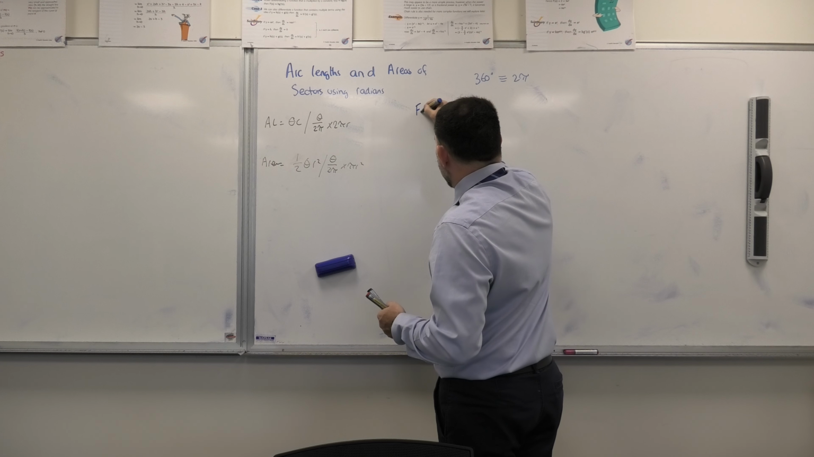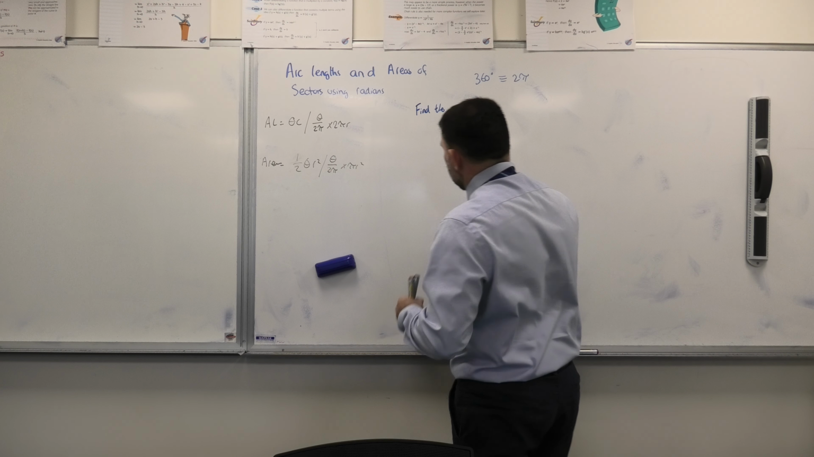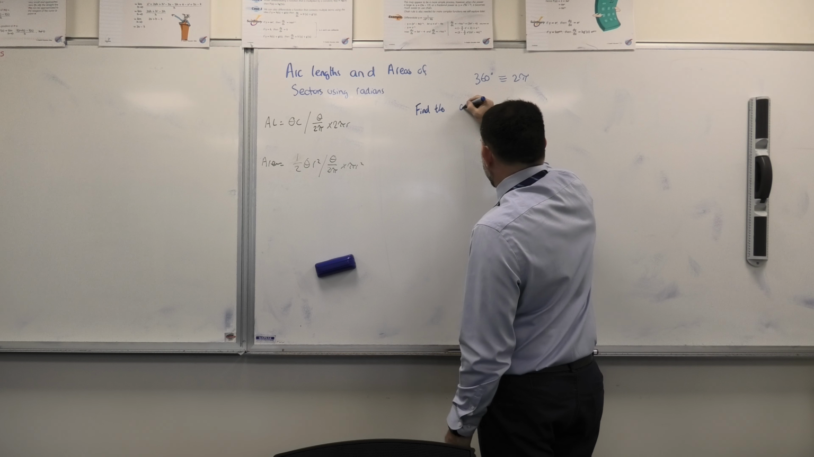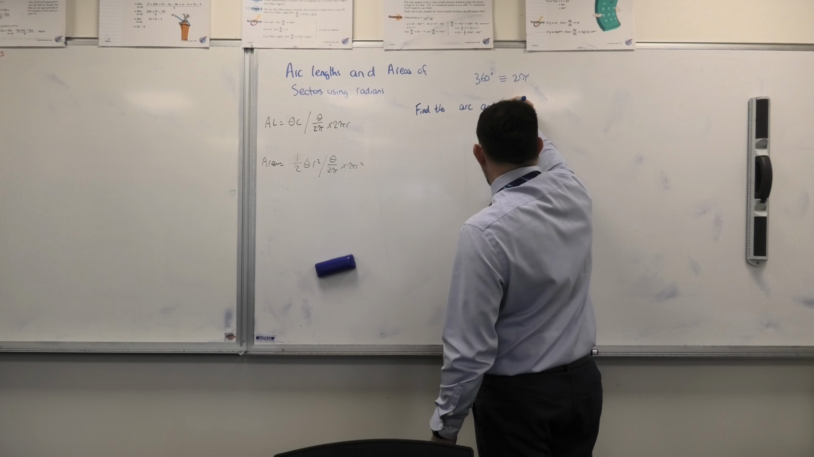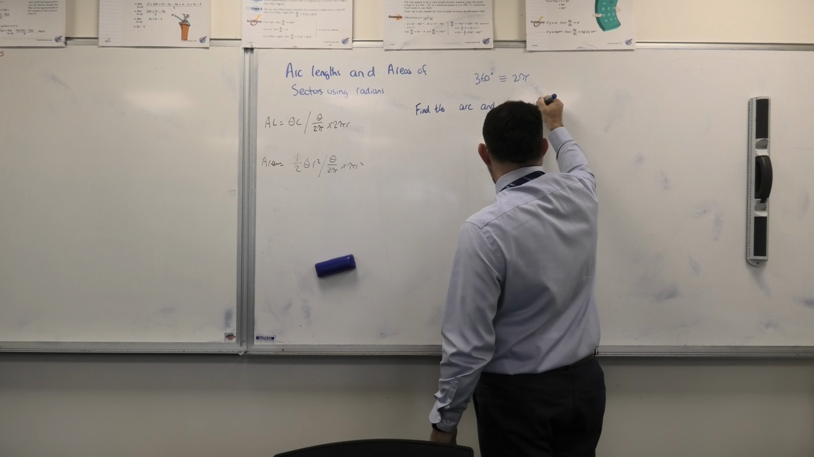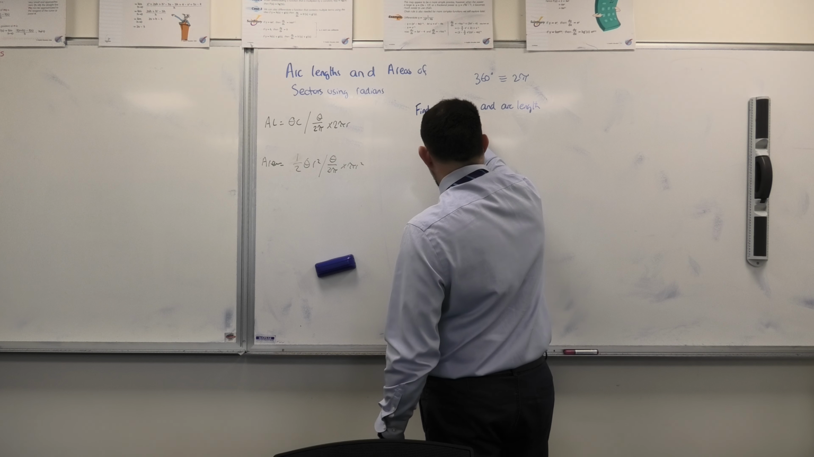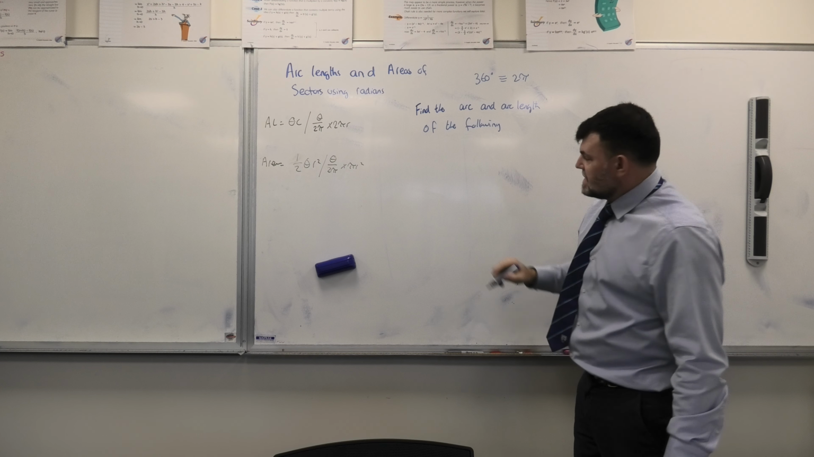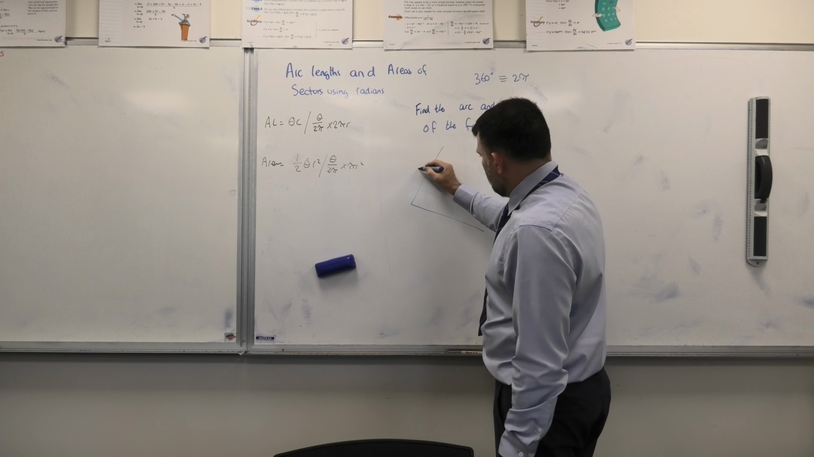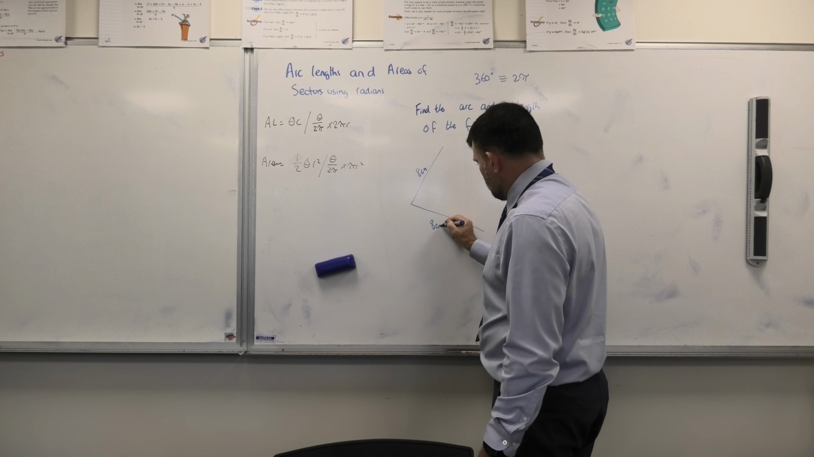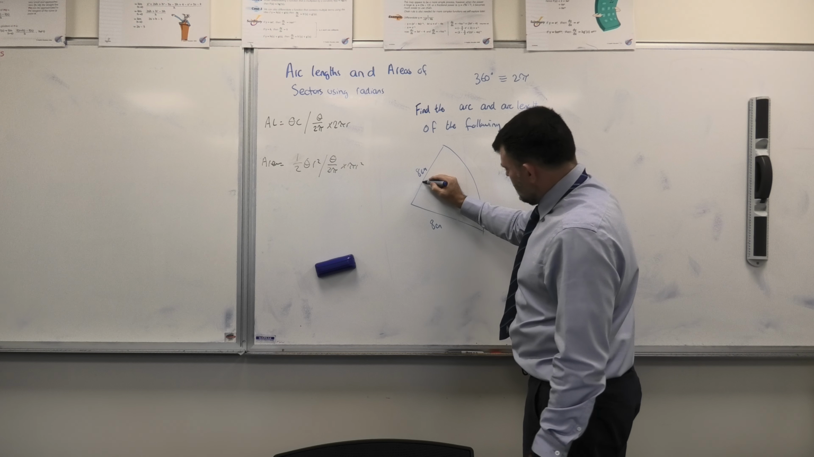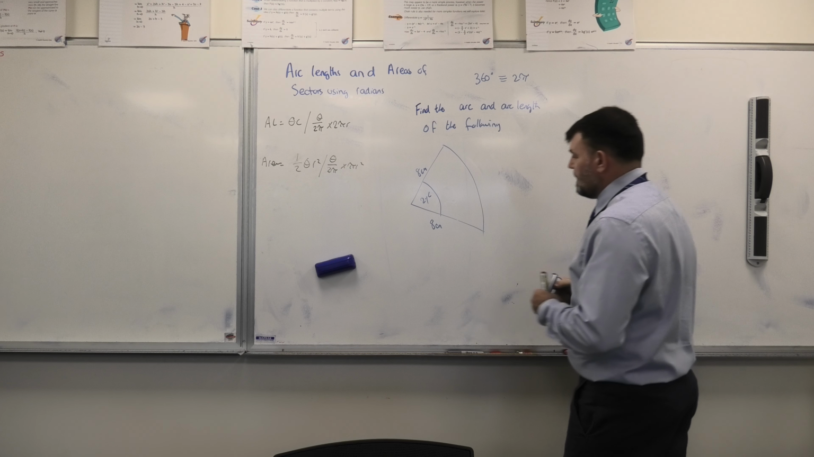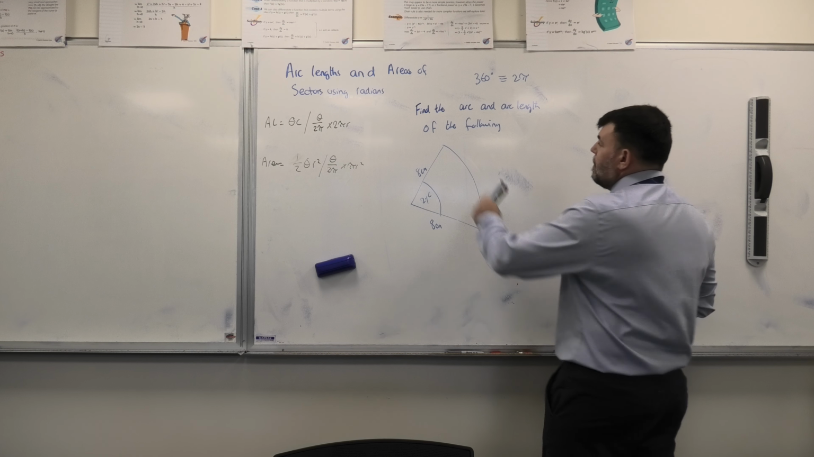So let's find the arc length of the following. All right, so let's sketch it up. We're going to have 8 centimeters, 8 centimeters. What are we going to have in the middle here? Let's have 2.1 radians. All right, let's find out the arc length.